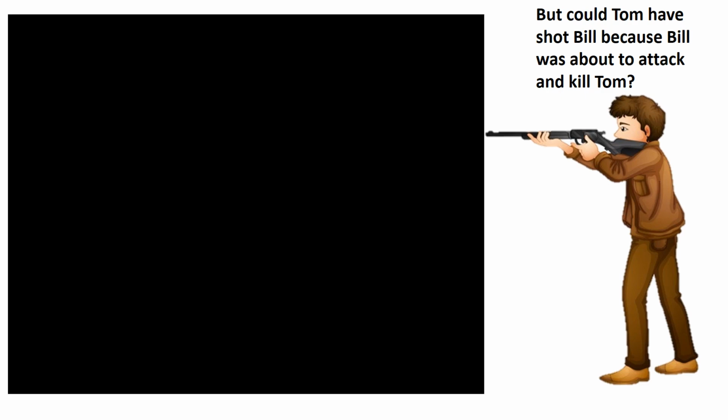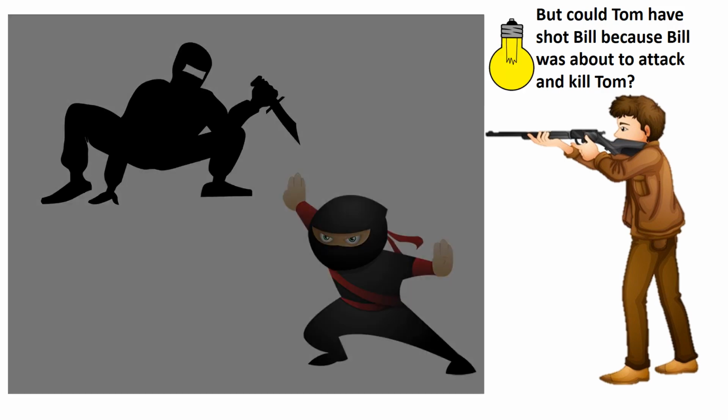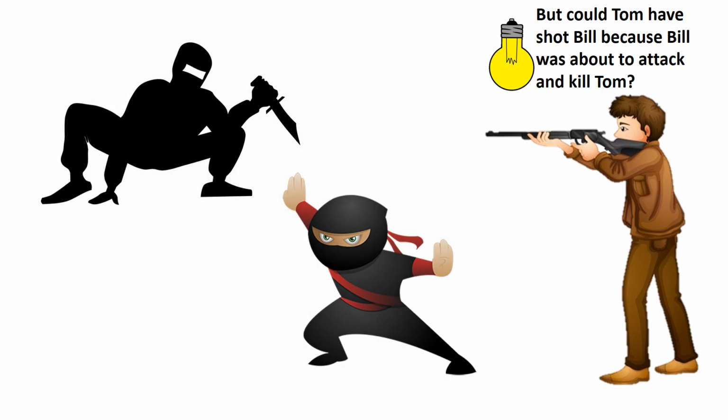Some of you may have concluded that Tom did in fact murder Bill. But did you consider the possibility that perhaps Tom was asleep in his house when he heard a noise? He took out his gun and he walked downstairs in the dark. And then, when he turned on the light, he was suddenly confronted by two ninja warriors who were about to attack and kill Tom. One of those ninja warriors might have been Bill. And as a result of that, Tom shot Bill because Bill was otherwise about to stab Tom to death.